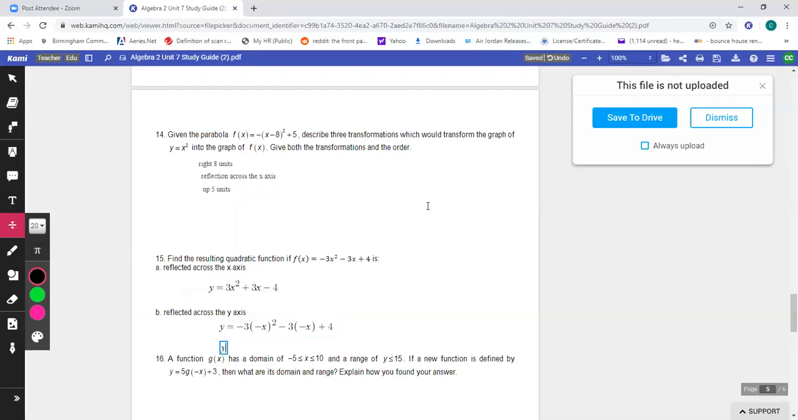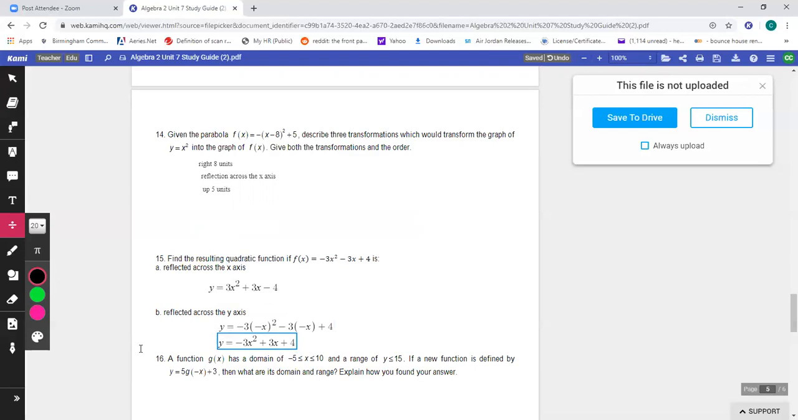It's going to become y is equal to -3x squared, because remember, the square just makes it positive. -3 times -x is going to make this plus 3x, and it's going to become plus 4.